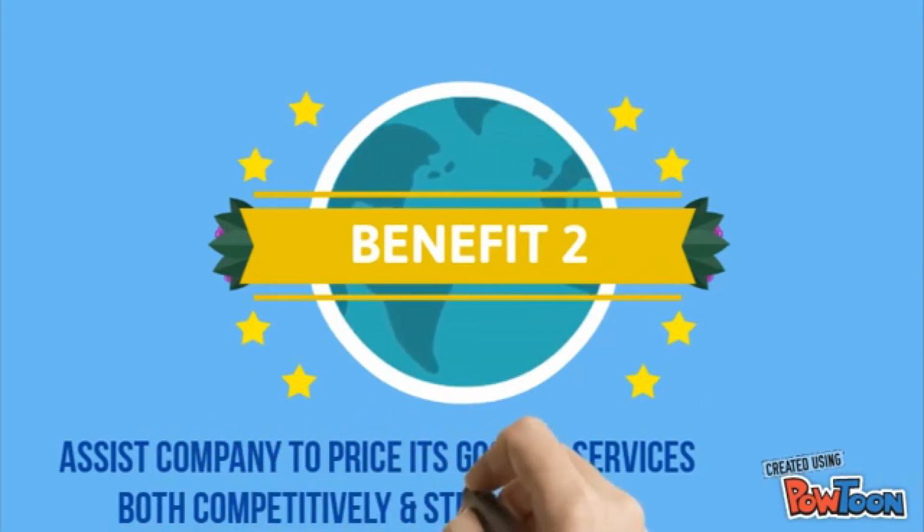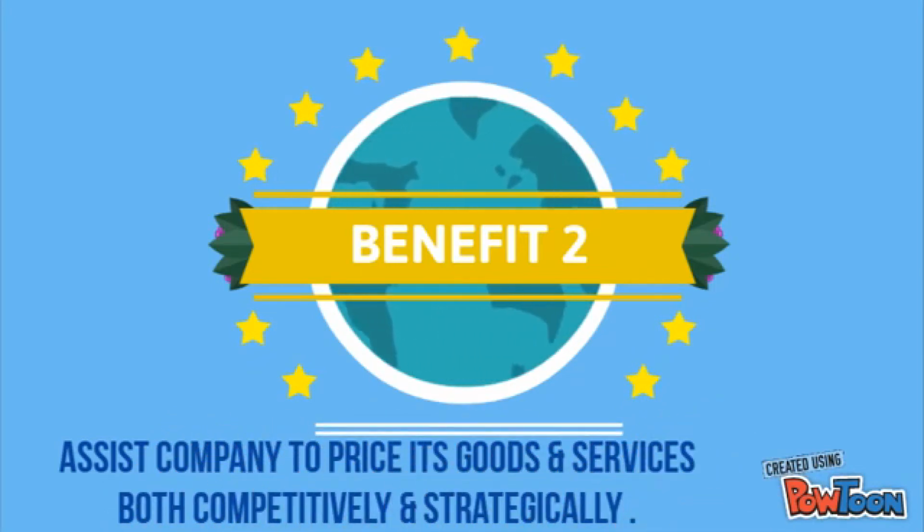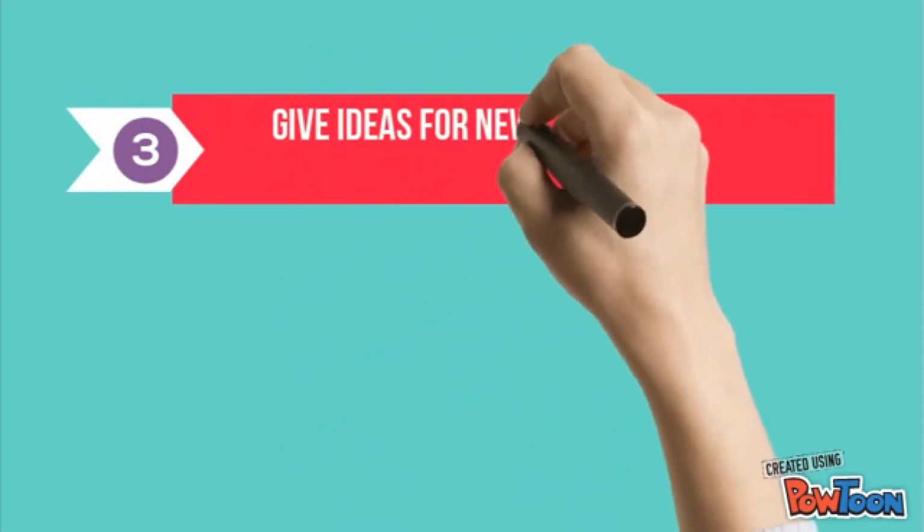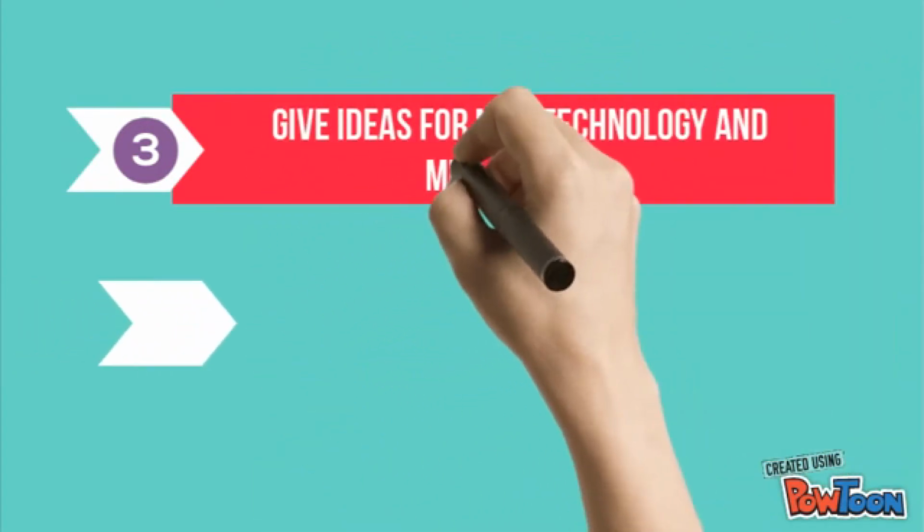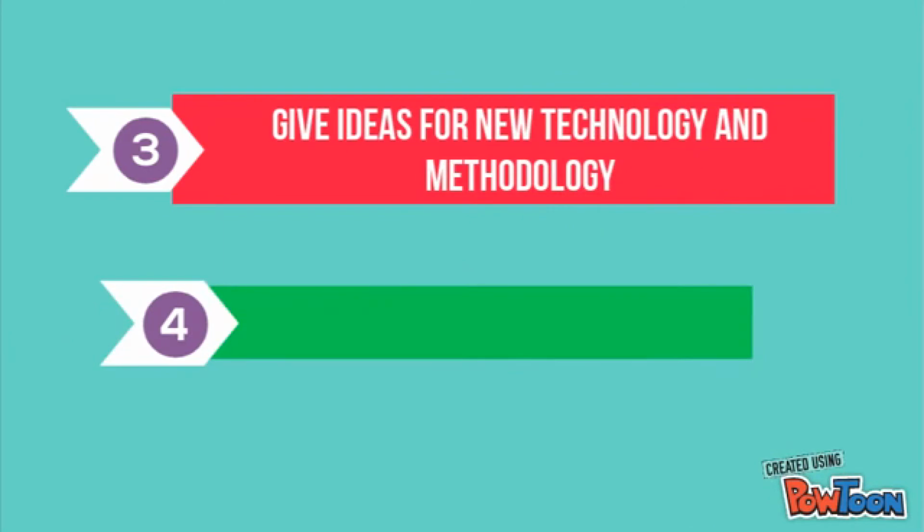By looking at the prices set by their competitor in the same industry, they might choose to adopt those numbers or set a new pricing accordingly to how their products look, both competitively and strategically. Then, competitor analysis may give ideas for new technology and methodology that could be applied by the company.